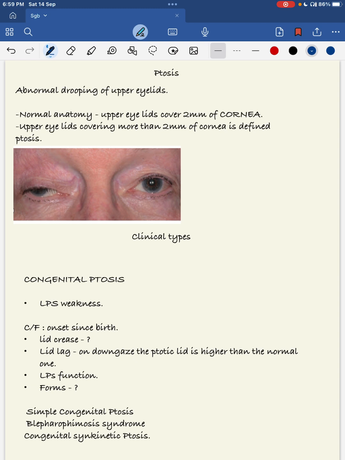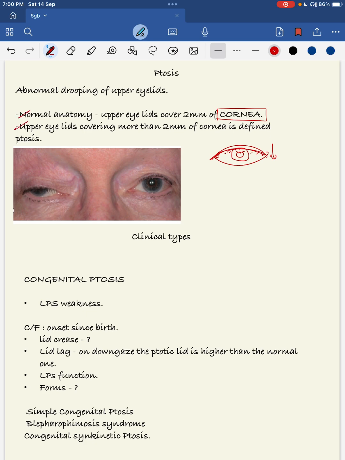To define ptosis, most of us would have come across this, from first year to second year subjects. It is the abnormal drooping of upper eyelids. Normally, the upper eyelids cover 2 millimeter of the cornea, and by this here we mean cornea. It's actually cornea and not the eyeball as such. It normally covers 2 millimeter of the cornea up till here. When the eyelids go down beneath 2 millimeter, then it is called ptosis.